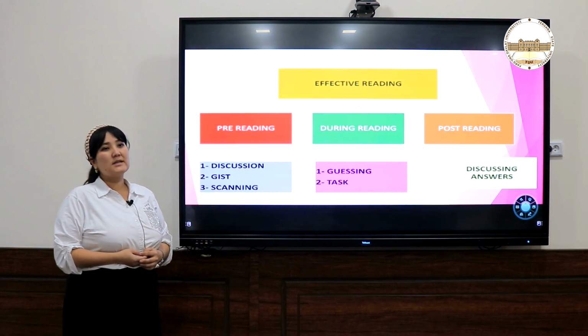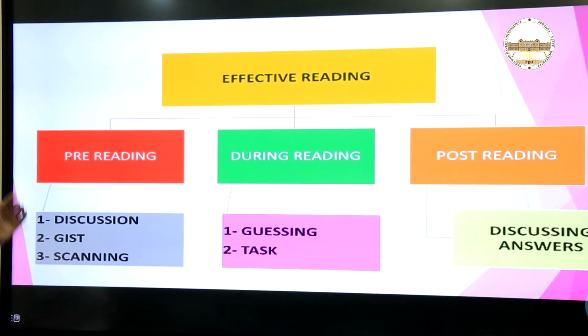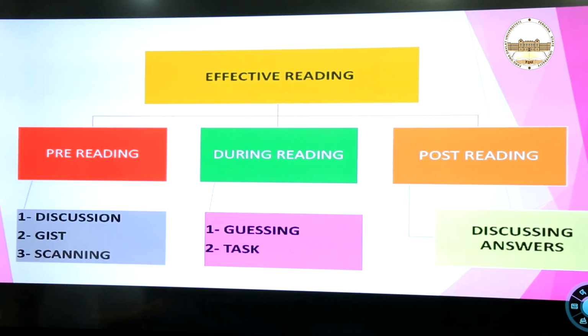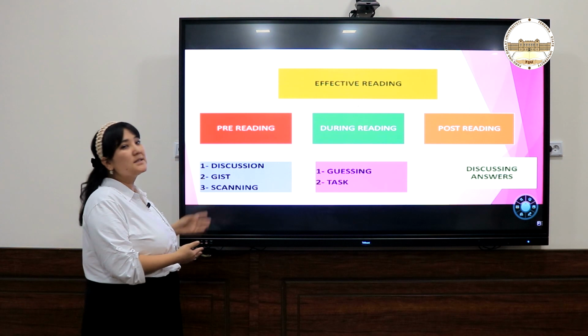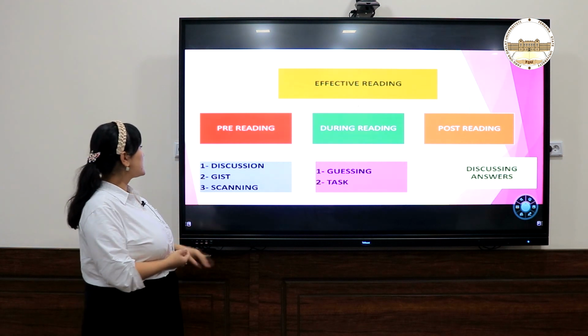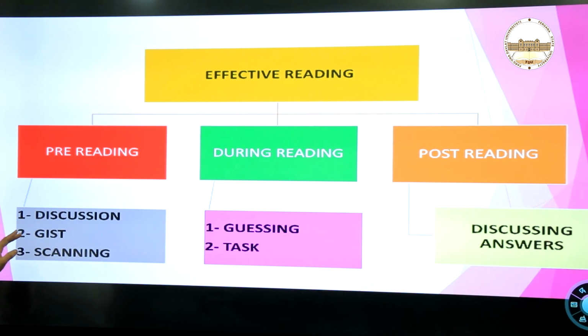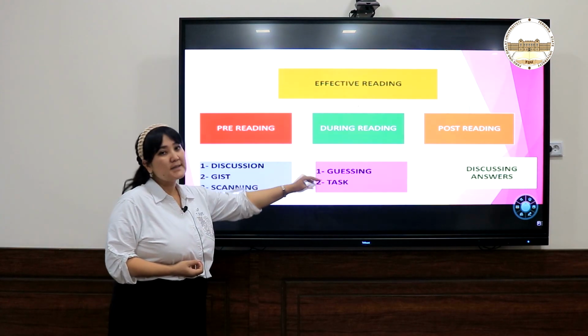Reading can be divided into 3 stages. The first one is pre-reading, next during or while reading, and then last one is post-reading stage. And here we can see the types of activities in these stages, and we can utilize some kind of activities like discussion, gist, scanning, guessing, task, discussing answers.